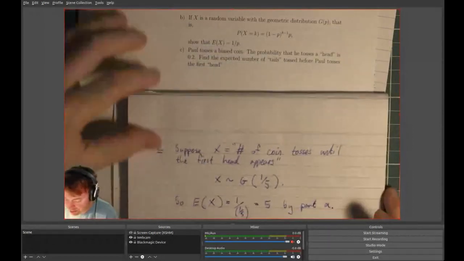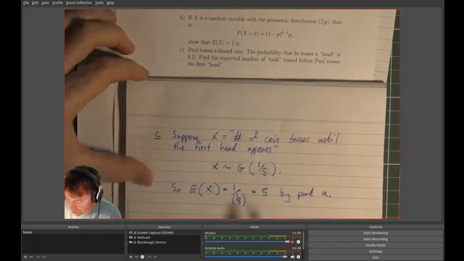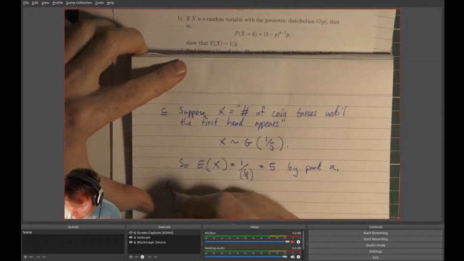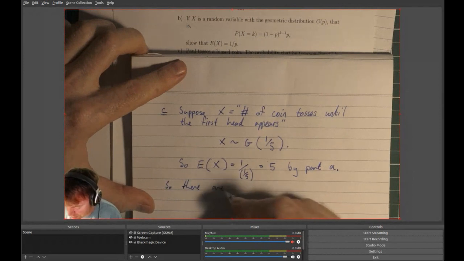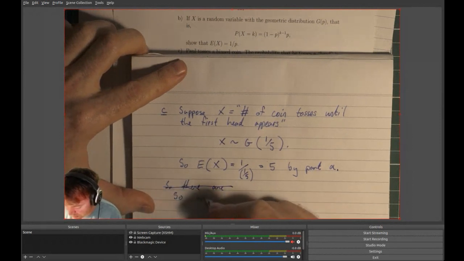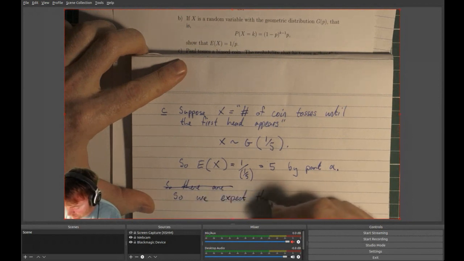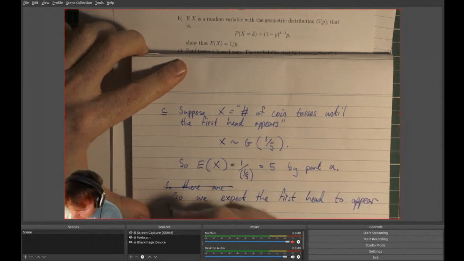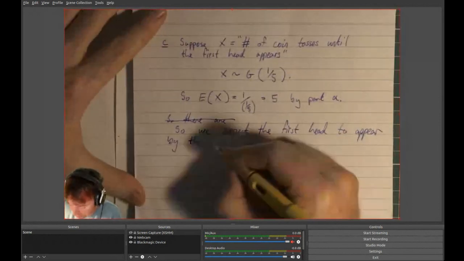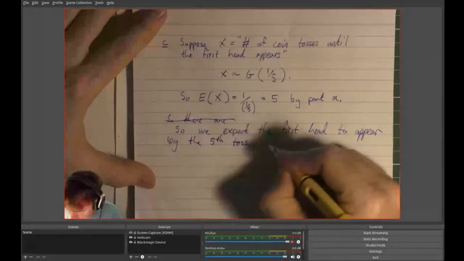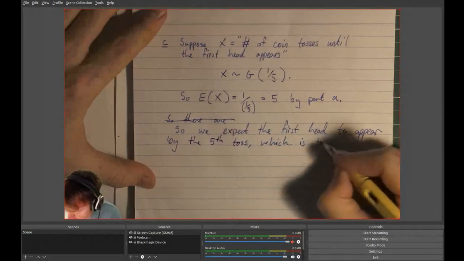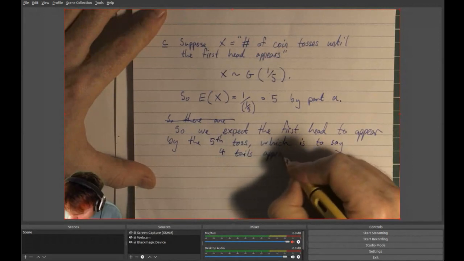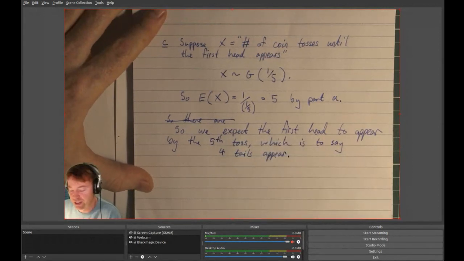It might be a little bit safer here. The question actually asks us for the expected number of tails tossed. So this is the number of tosses. And so I'll write it a bit differently. We expect the first head by the fifth toss, which is to say 4 tails. Just to be really clear that I am actually answering the question.